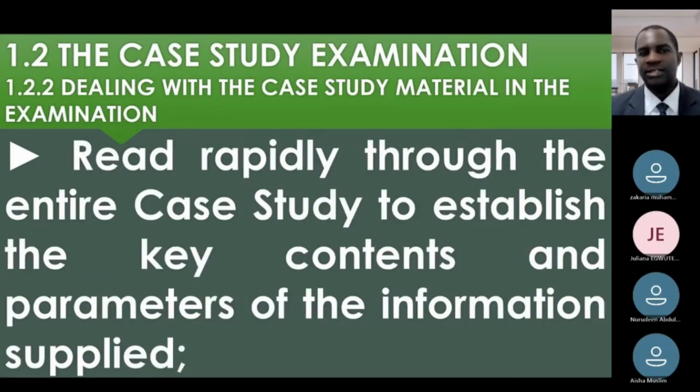Also, in dealing with the material, you need to read rapidly and very fast through the entire case study or the exhibits to establish the key contents and materials or parameters of the information supplied. So everything is not important in the case, but you need to read everything to see which ones are important and which ones are unimportant. This is a key skill.